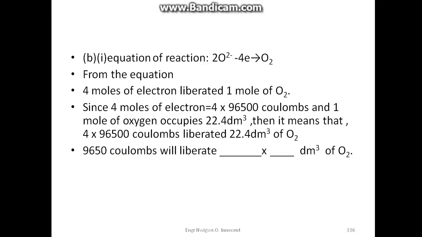9,650 coulombs will liberate 22.4 over 4 times 96,500 times 9,650 over 1 dm cube of oxygen, which will give us 0.56 dm cube or 560 cm cube.